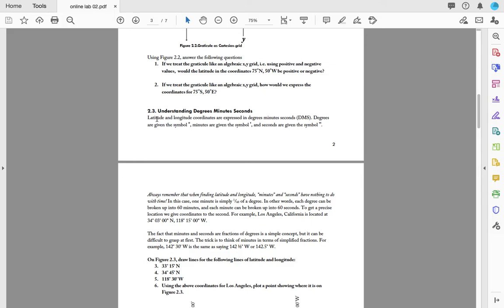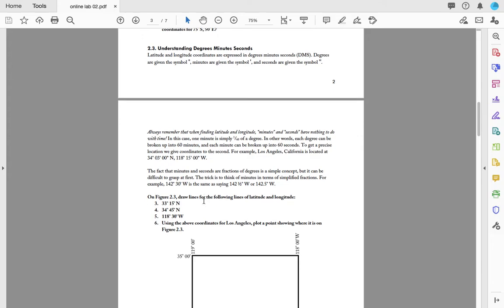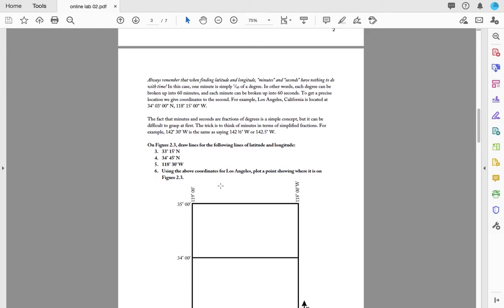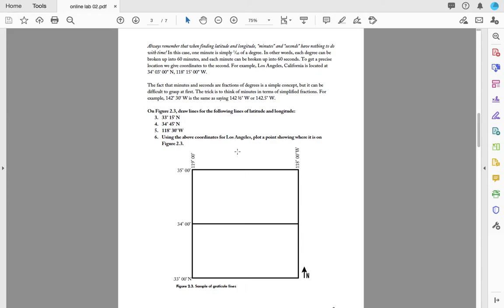Of course, read through all this stuff. Right here for 6, it says using the above coordinates for Los Angeles, plot a point showing where it is on figure 2.3, which is right here. And you'll know the coordinates for Los Angeles because you read them right here. For example, Los Angeles, California is located at 34 degrees, 3 minutes, 0 seconds north, and 118 degrees, 15 minutes, 0 seconds west. All right, so you're going to take those coordinates and draw them where they go on here.